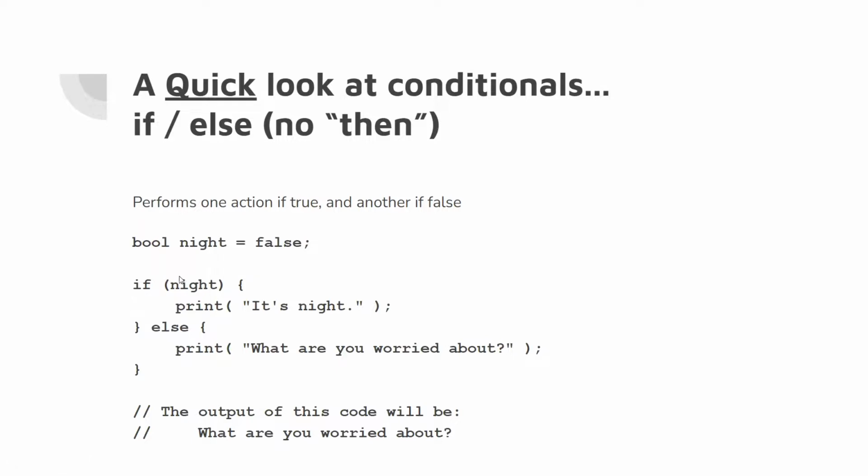Right? So in this case, we have if night, else. What are you worried about? Because we don't worry about things. We only worry at nighttime. We don't worry during the day. So if night, print it's night. Else, what are you worried about? There is no then. It's just if night and else. So if and else. Output of this code: what are you worried about?